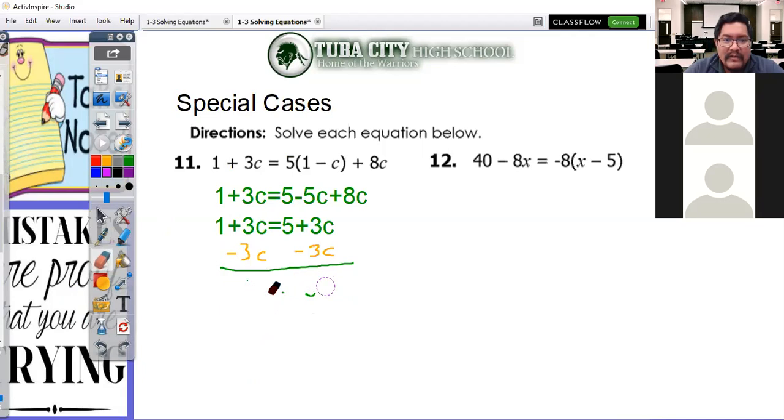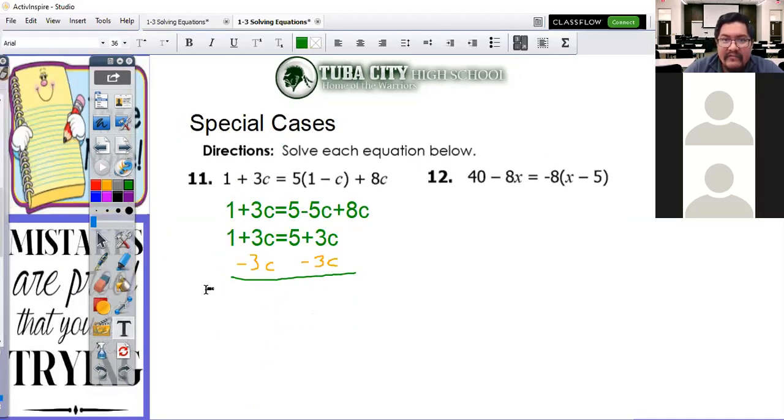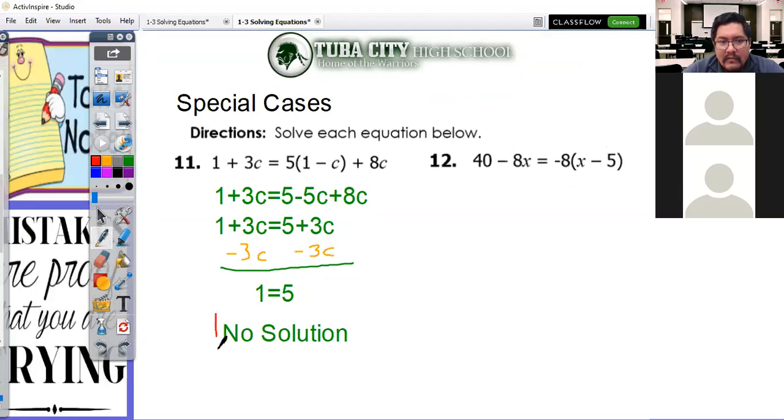Now, in this case, we end up with a statement. We don't have a variable anymore. The c is gone because they had the same c, and now the c is gone from both sides. So what do we do with this? Now, the actual answer for this is no solution. That is the actual answer you would get. Now, why is this no solution? Well, it's false. When we lost the variable, it is a false statement. 1 is not equal to 5.